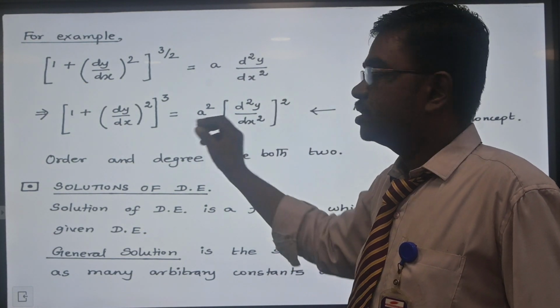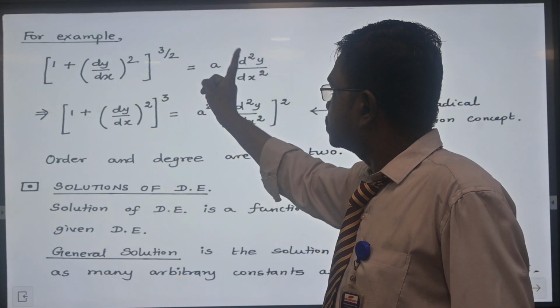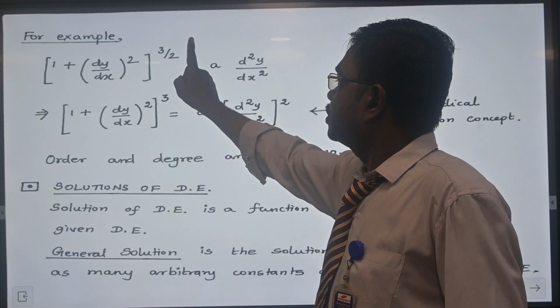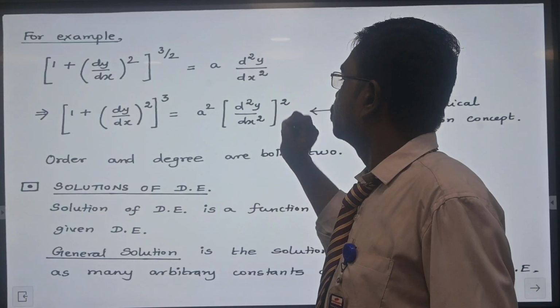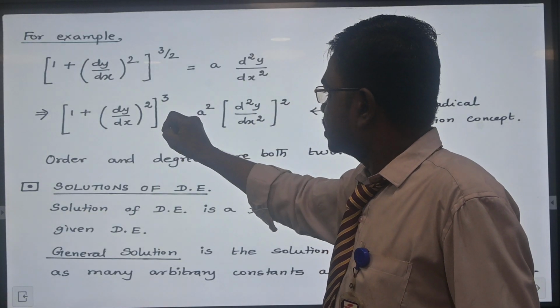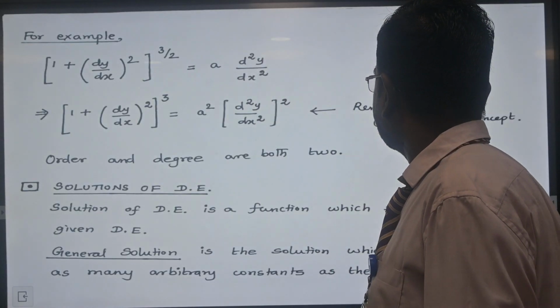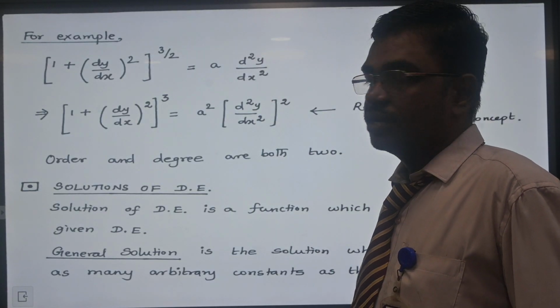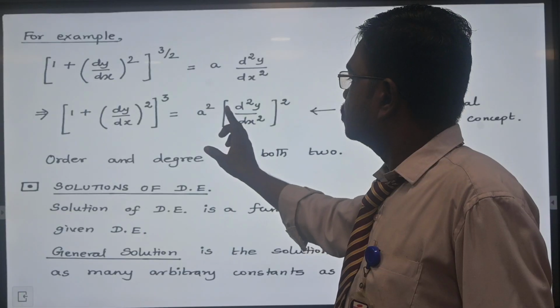We can use 3. So I will take the square root on both sides. 1 by 2 will be cancelled. Here is 2 power. So this equation is free from radicals and fractions. So we will now find out the degree.